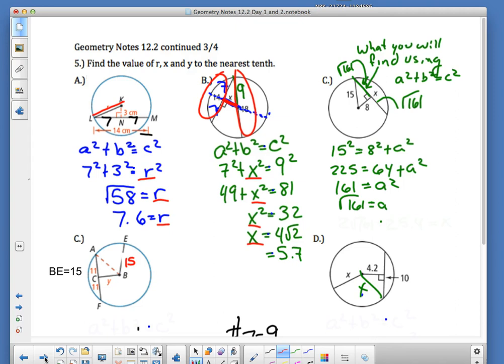But now, every one of these was Pythagorean theorem. This one is different because I got to do half. So I've got to double that and make sure I know that's 25.4 versus 12.7. Are you okay with that conclusion?